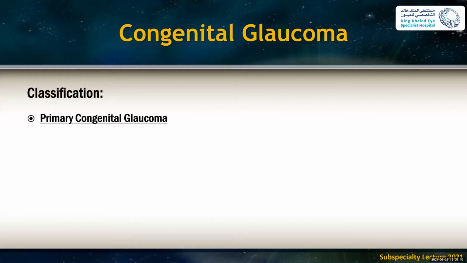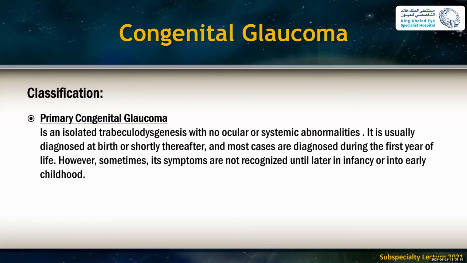Then congenital glaucoma is classified into primary congenital glaucoma. As you will see later, it represents the bulk of the cases, at least in our community, and it represents an isolated trabecular dysgenesis with no ocular or systemic association, usually diagnosed, as I said, at birth or shortly thereafter. And most cases are presented within the first year of life. However, sometimes the symptoms are not recognized until late in the childhood period.